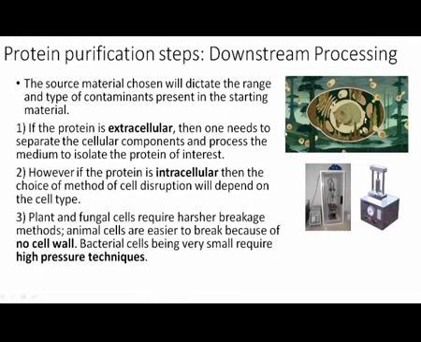If it is intracellular, you not only need to remove the cellular components, you need to actually disrupt the cells by using sonication or French press, and then that will have its own types of contaminants. So, plant and fungal cells require harsher breakage methods, because plant cells have, apart from the cell membrane, a cell wall, whereas animal cells are easier to break because they do not have a cell wall. Bacterial cells, being very small, require very high pressure techniques like the French press or the sonication.